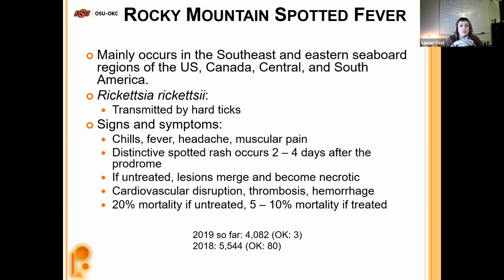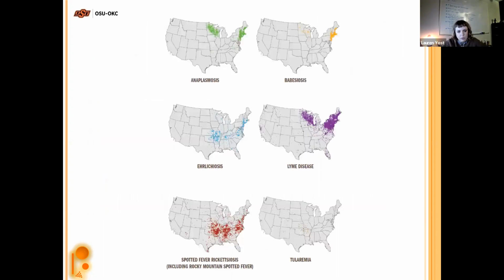If it is left untreated, the lesions will merge, they can become necrotic, and there can be cardiovascular disruption, thrombosis, hemorrhage, and it can lead to about 20% mortality if we don't treat it. If you do, you're still facing about 5 to 10% mortality if treated, and we do have this in Oklahoma. So this is just the areas where you could find these diseases.